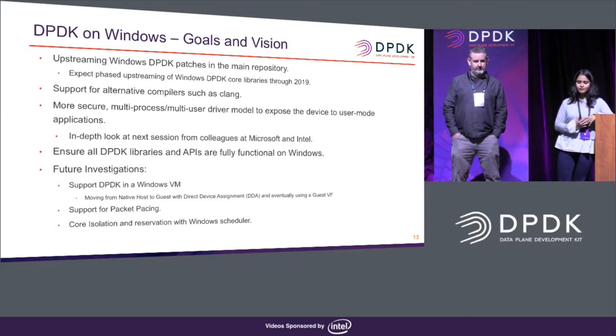We are also investigating alternative compiler support. For instance, today you need the Intel ICC compiler to compile the DPDK repository, but going forward, we are investigating support for Clang. We are also looking at a more secure multi-user, multi-process driver model to expose the NIC to the user mode applications. Please stay back for the upcoming session with our colleagues at Microsoft and Intel, and they'll be diving deeper into this particular driver model. We also want to make sure that the DPDK libraries and APIs are fully functional on Windows, which means that they are validated and performant.